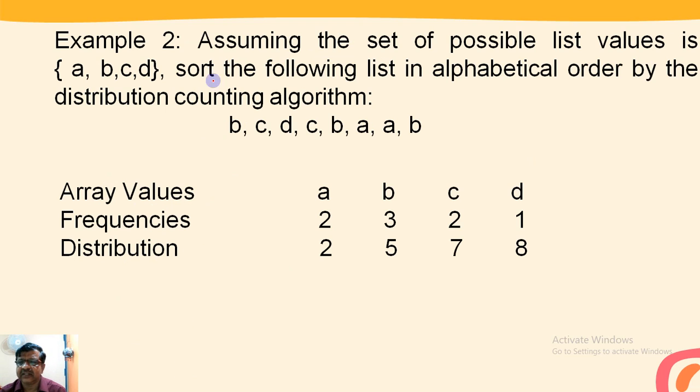Assuming the set of possible list of values is A, B, C, D, sort the following list in alphabetical order by the distribution counting algorithm.